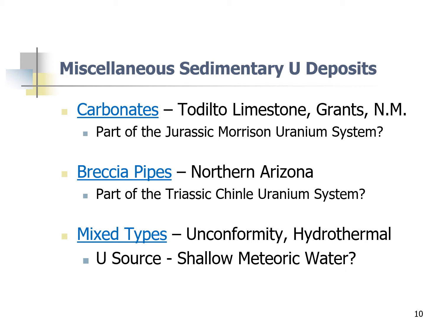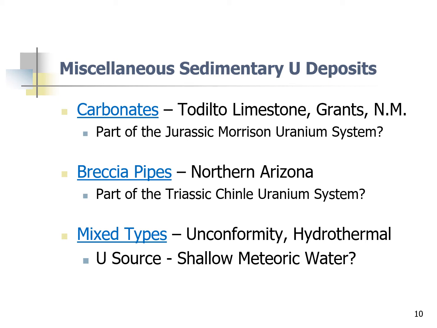There are also breccia pipes in northern Arizona. These are small deposits that have relatively high grade for sedimentary uranium deposits. Their age, most of these, is Triassic, and they may be part of what you might call the Triassic Chinle uranium system.